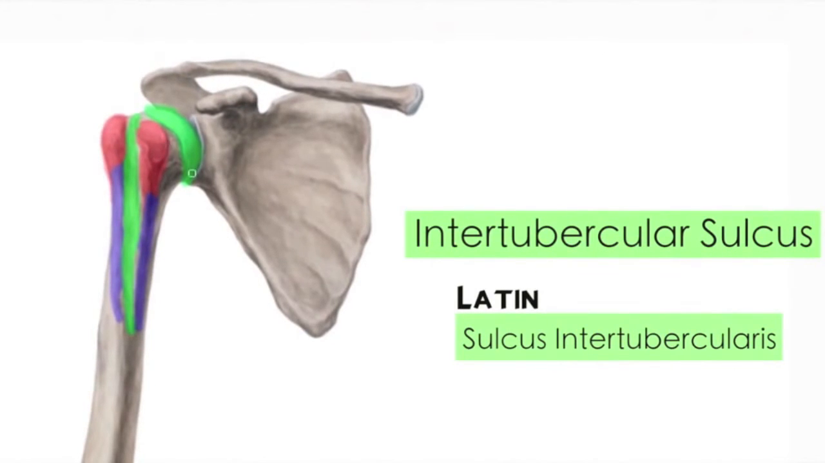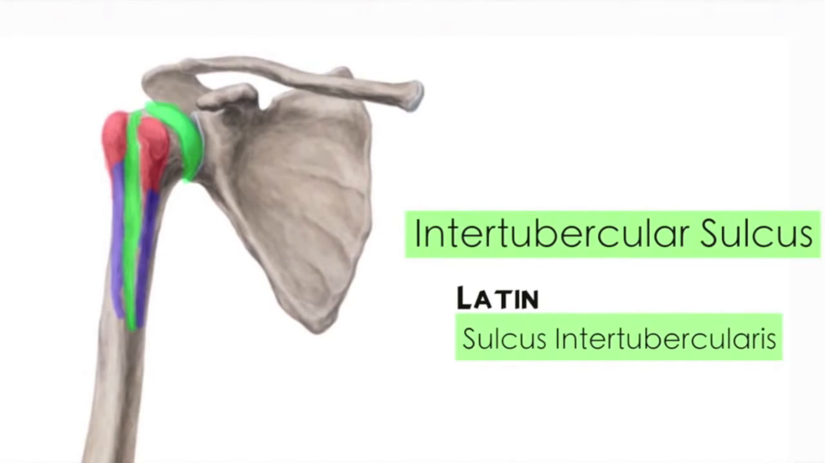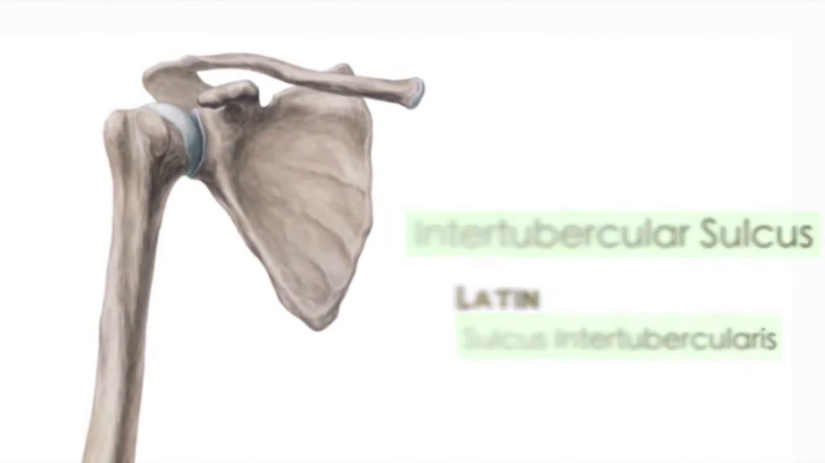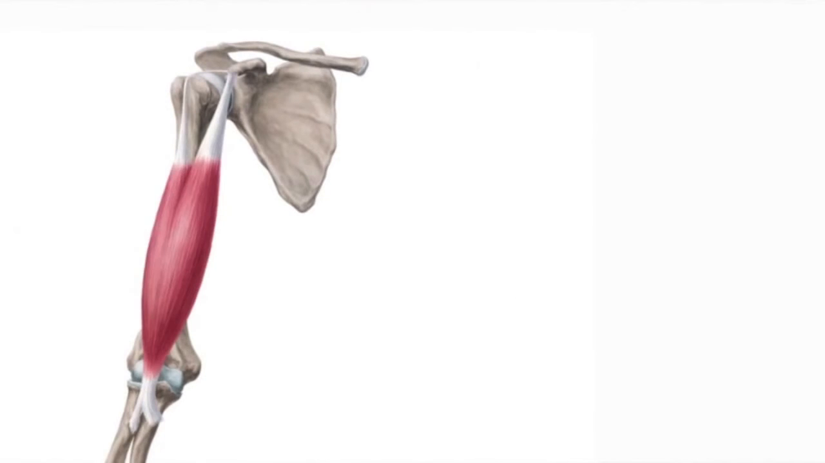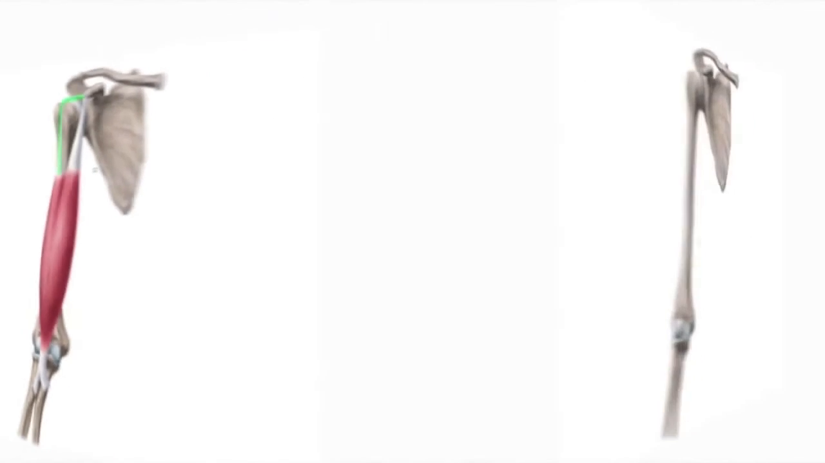And it's known as the bicipital groove because this is where the long head of the biceps brachii muscle will go through. And I want to show you. So this is the muscle, and the long head is going through this intertubercular groove or sulcus.